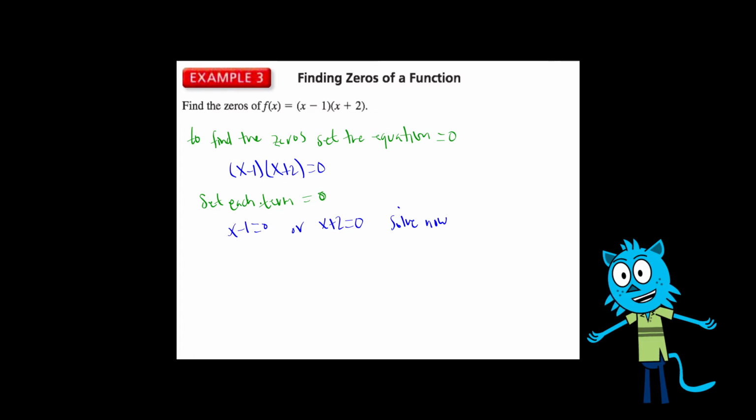Now we have a linear equation which are solvable. Okay? So we have x is equal to 1, or x is equal to negative 2. Right? So the zeros of the function are negative 2 and 1. That's where this function is going to cross the x-axis. That's what it means to find the zeros.